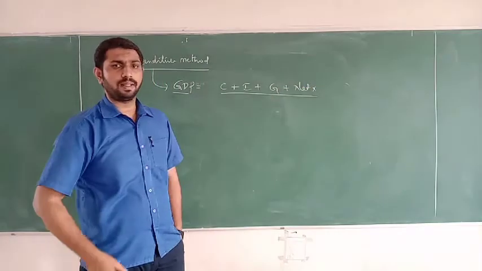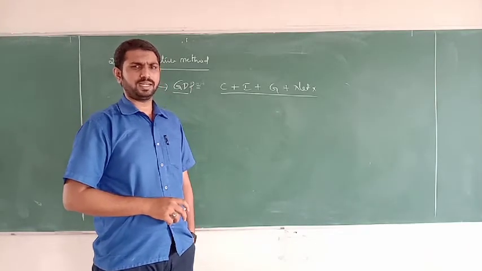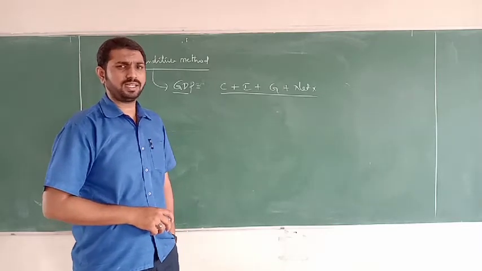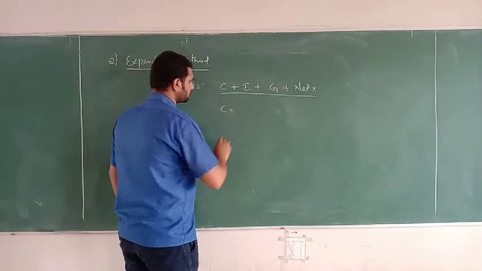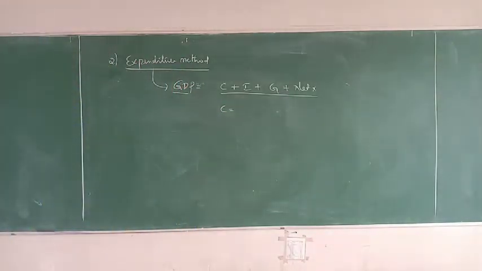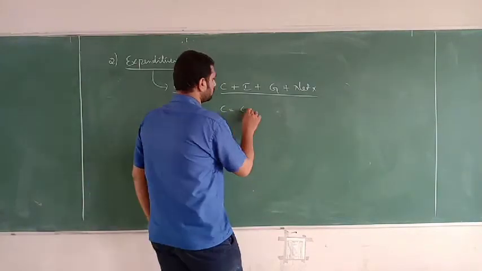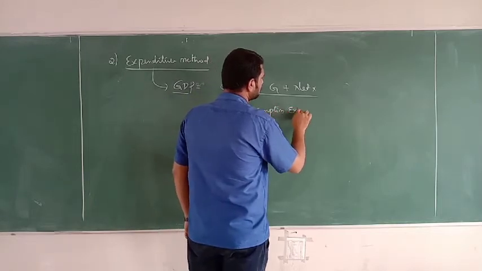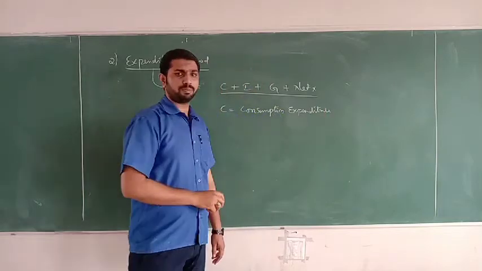So this is a method where we can analyze the amount of expenditure done by different people in a country, including individuals as well as institutions. Now coming to the first one, C stands for consumption expenditure which is done by the people of a country.